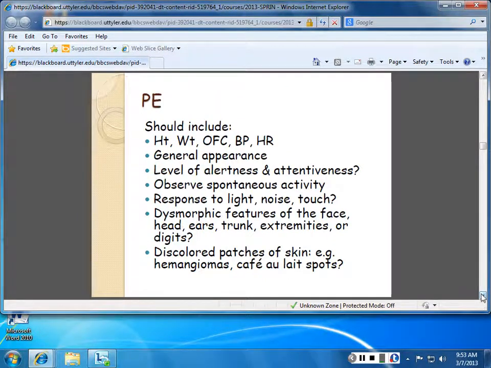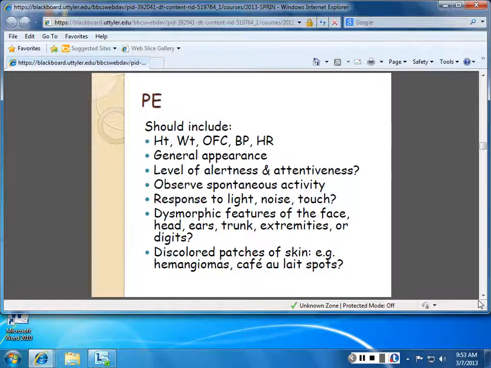When you're doing a physical exam for these newborns, neonates, you want the height, the weight, OFC, which is the head circumference, occipital frontal circumference, blood pressure, and heart rate. What does the baby look like generally? Remember, I keep saying this. You can do more than 60% of your exam by just inspecting, just looking.